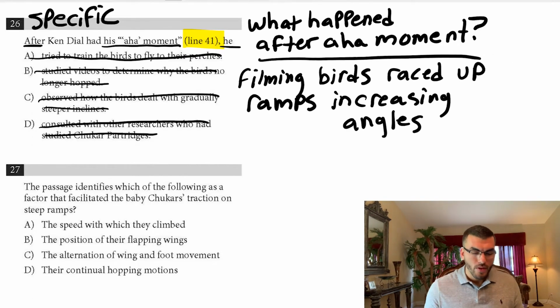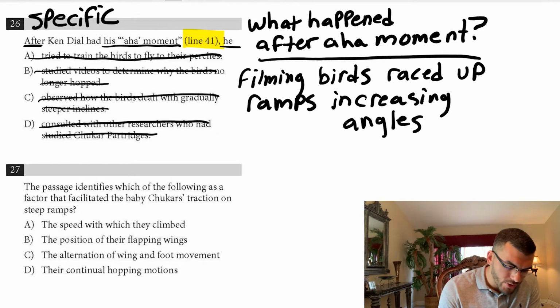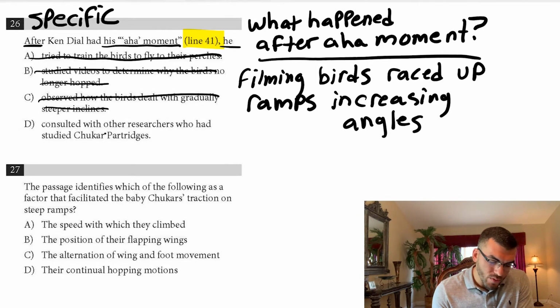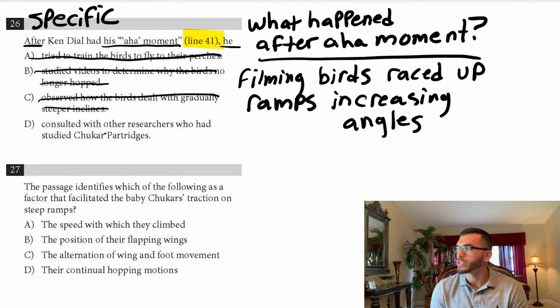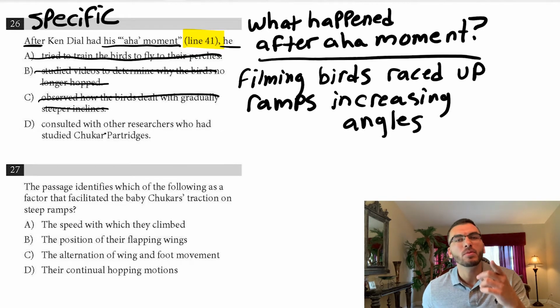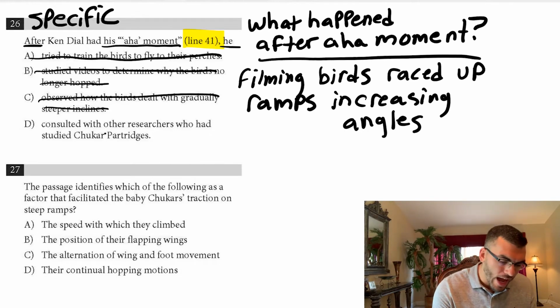Okay, so we have our summarized answer. Let's remove each answer choice and do process of elimination. Let's see which answer choice matches what we came up with. Consulted with other researchers who had studied chukar partridges. Wait a sec, consulted with other researchers. He worked with Terry. That was the first part of that paragraph. He worked with Terry, who since went on to study animal locomotion, not chukar partridges.